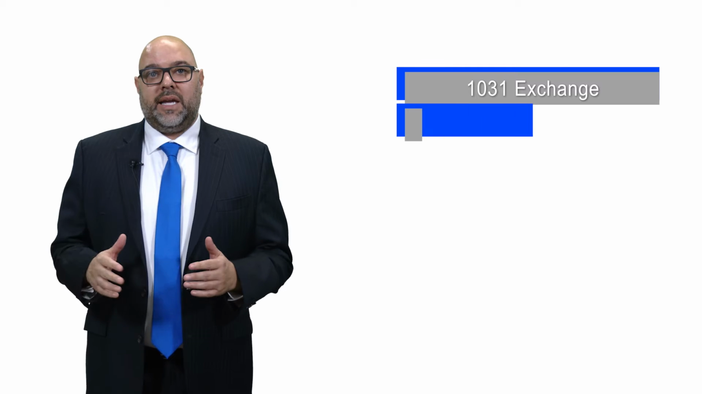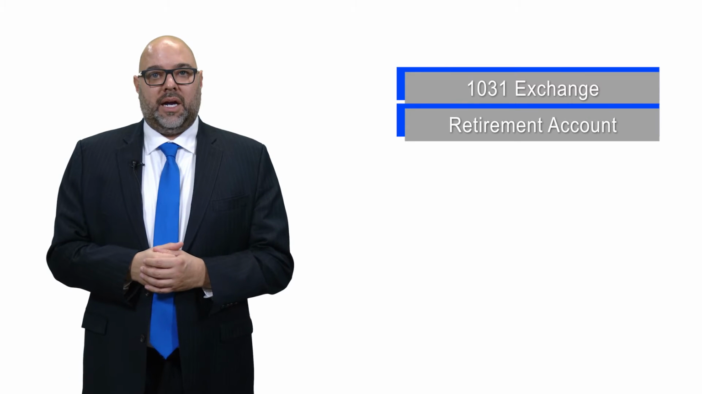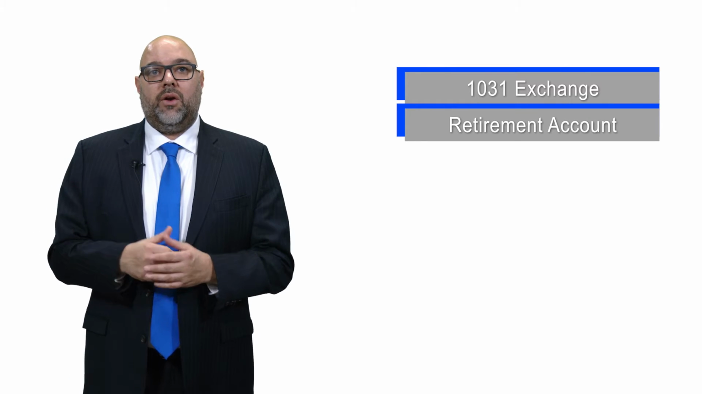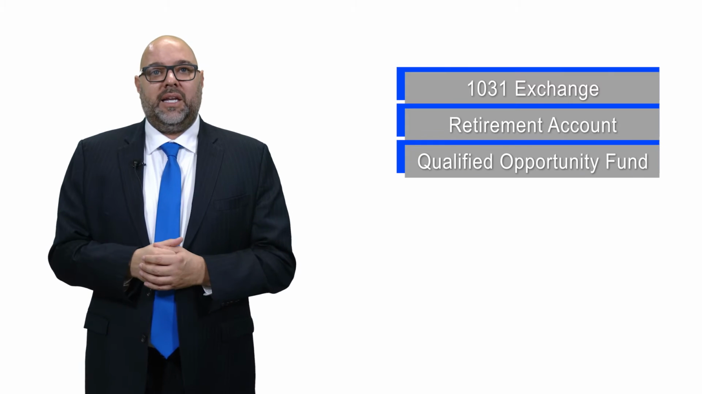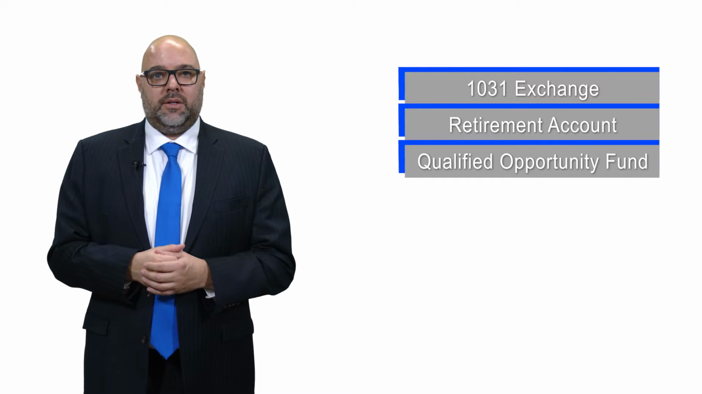There are ways to defer your capital gains and recapture depreciation taxes on the sale of your property, including: 1. Using a 1031 like-kind exchange and then reinvesting in another property. 2nd, own the property through a retirement account, such as a solo 401k, or 3rd, invest the gain in a qualified opportunity fund. Consult with an experienced attorney and tax advisor to learn more about ways to defer taxes on capital gains.